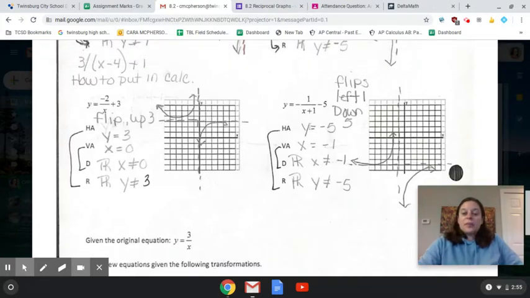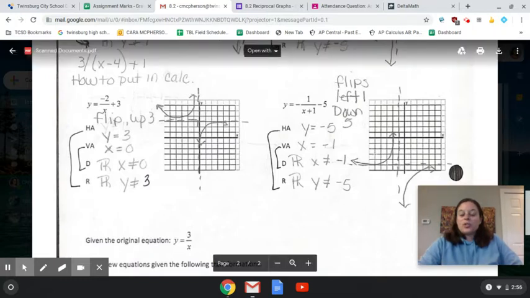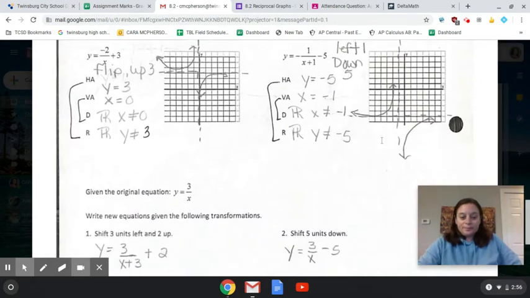And then finally, this one does flip as well because of the negative. It also goes to the left 1, and it goes down 5. So left 1, down 5 creates that cross effect. And then we draw our 2 branches, and our branches, again, have flipped. So that's why you see it in the lower right and the upper left.